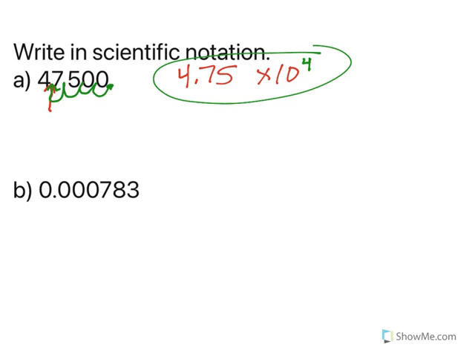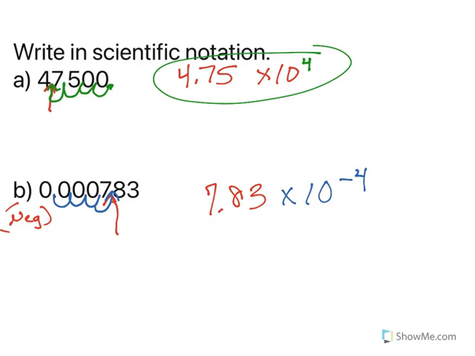Let's go to letter B. Okay, this is a small number, 0.000783. It is way less than 1, so my exponent is going to be negative. Just keep that in mind. These are like the little common sense things that you just can't forget. So where am I going to move my decimal? Well, I need that first number to be between 1 and 10. So 7.83. Well, 1, 2, 3, 4. So times 10 to the negative 4th.